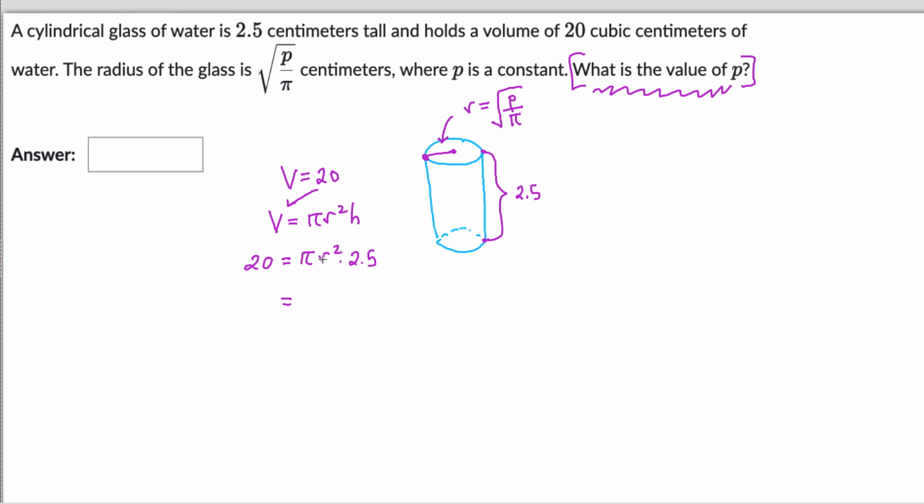Now, you can rewrite what r is using this equation here. So instead of putting r on the inside, put pi times, and instead of writing r, it is the square root of p over h, and that's squared, and then it's times 2.5. And this all equals 20.